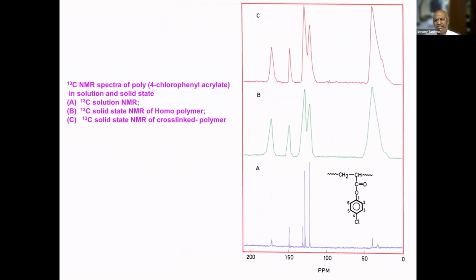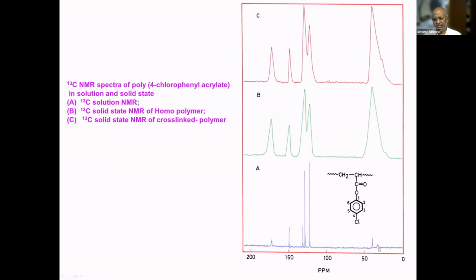Now, this is one of the oldest slides I have been using. This is a 4-chlorophenylacrylate polymer, a phenyl ring containing system. It is a solution NMR run for the sample dissolved in CDCl3 solvent. For the sake of clarity, CDCl3 signals are removed here. Then we have the homopolymer in the solid state, CP-MAS NMR. Then the same polymer is cross-linked with divinyl benzene, a cross-linking agent. You can see how the line widths are changing even with high resolution NMR. So you can see the phenyl ring carbons coming here, ester carbonyl here, and backbone methylene carbons coming here.